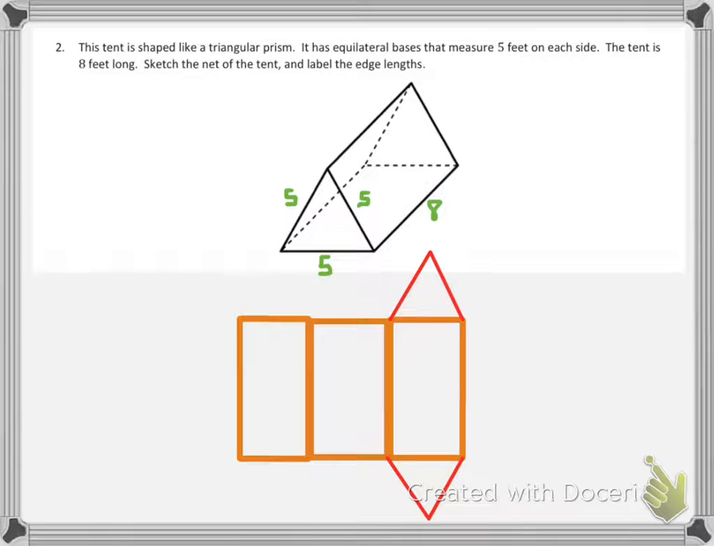And there's the net. And if we labeled it, each of these sides would be 5s, including the triangle legs. Those are all 5s, and then the length of the prism is an 8. So that's a triangular prism, and that is the sketch of the net.